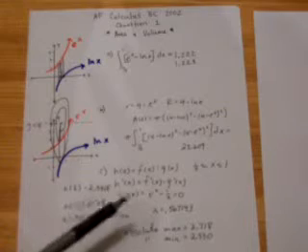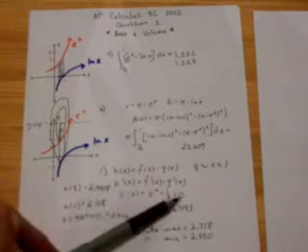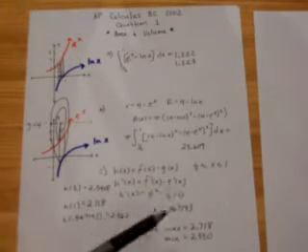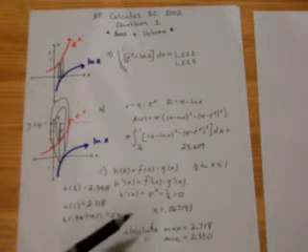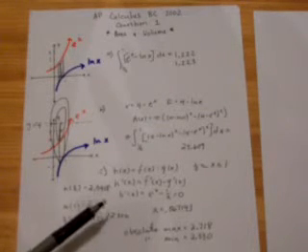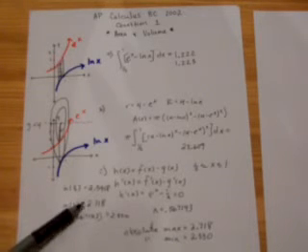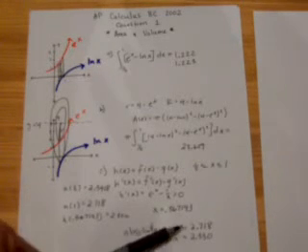1 for considering when h prime of x equals 0. 1 for identifying the endpoints as critical points. And 1 for doing the answers.